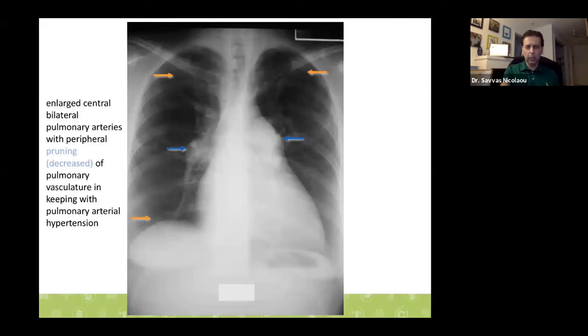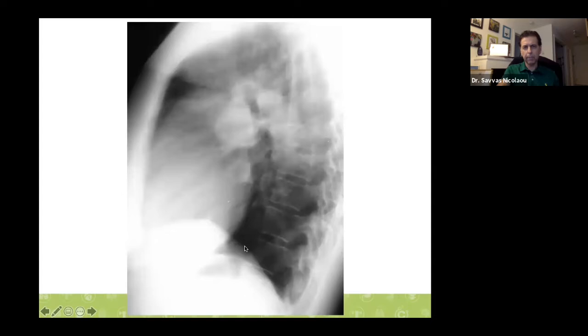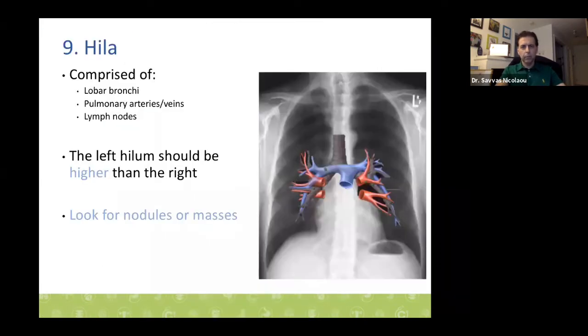Another example, enlargement of the right ventricle, we have enlarged pulmonary arteries indicating pulmonary arterial hypertension. So if we look at the lateral, big right pulmonary artery, big left pulmonary artery, by knowing our anatomic depiction of the hilar structures. And then we have a big right ventricle that is creeped up more than 1/3 the length of the sternum. So let's move on to the hilar.